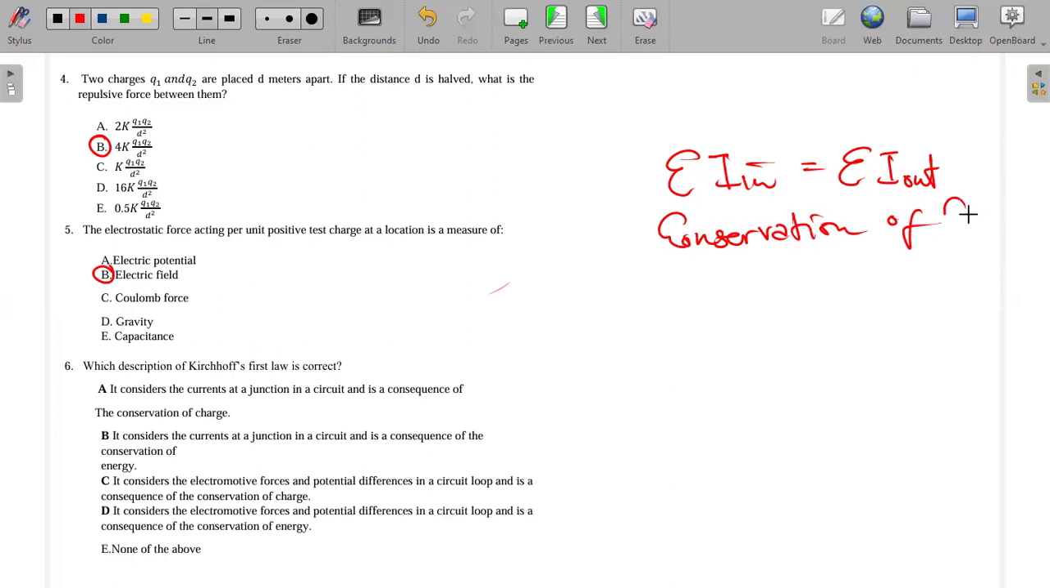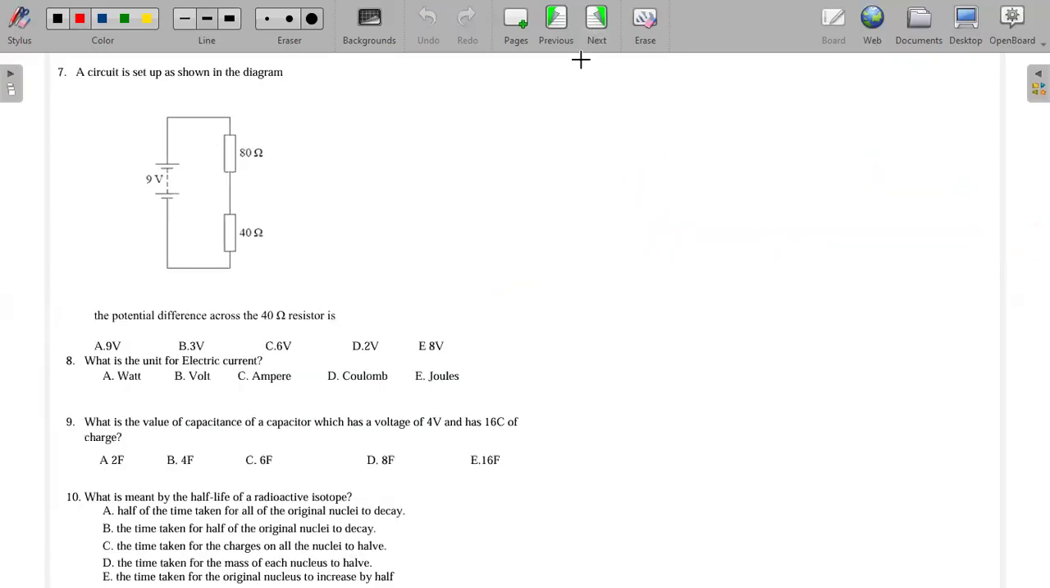Conservation of charge, which means from the options that we've been given here, the option that considers the current at the junction and the consequence of the conservation of charge, which means option A is the correct answer. Option A is the correct answer in this particular case. All right. Let's move on to the next question.